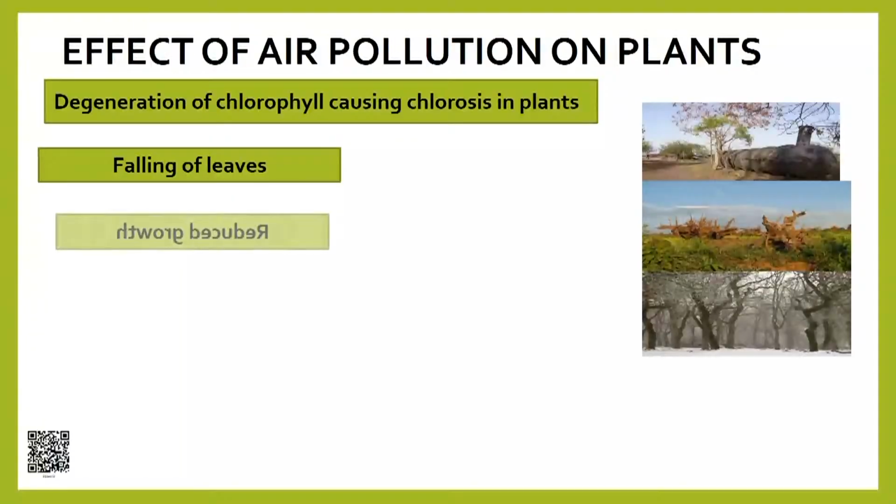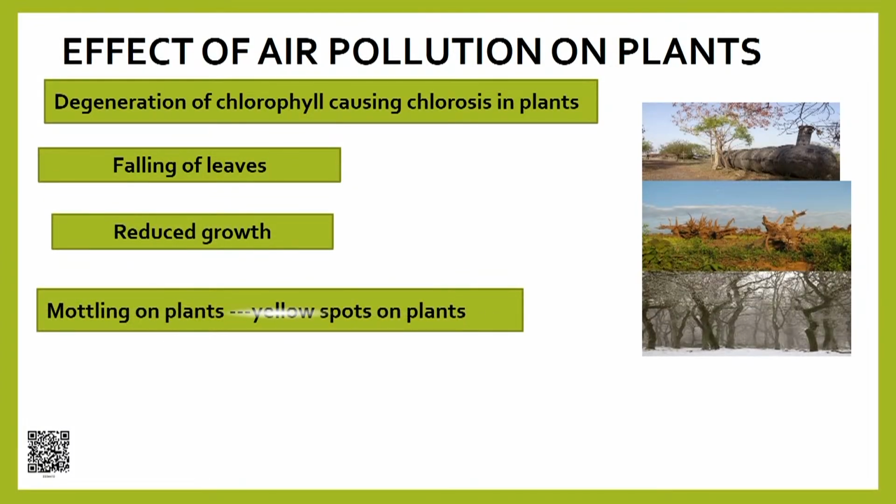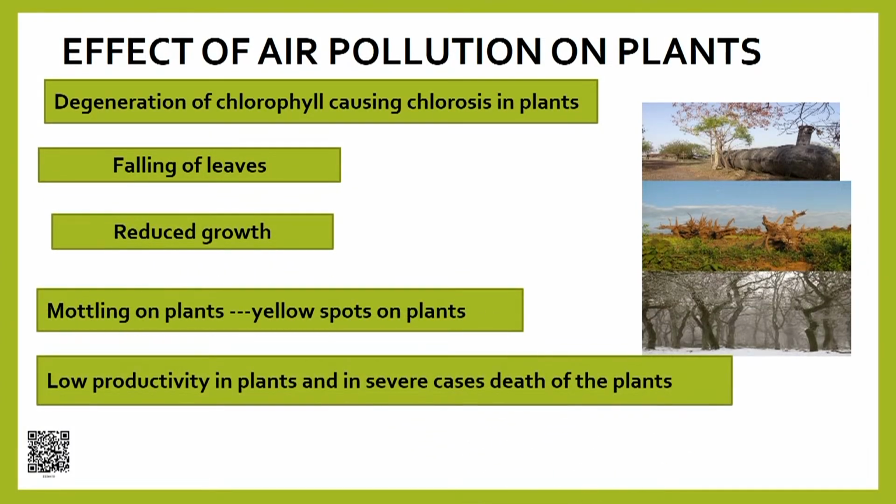So the effect of air pollutants on plants we can see in the slide. First, degeneration of chlorophyll causing chlorosis in plants, falling of tree leaves, reduced growth, mottling on plants, which means yellow spots on plants, and low productivity in plants, and in severe cases death of the plant. So air pollution is also responsible for two major ecological problems we are facing, that is the greenhouse effect and the ozone hole.